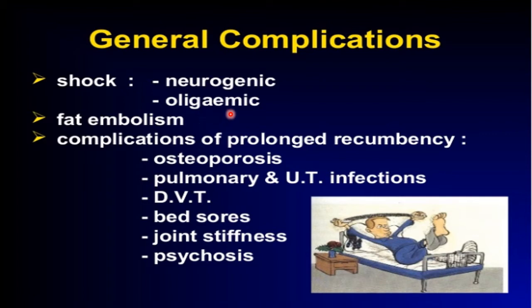Then in fractures, as you know, the patient is immobilized for a long time. The bones take a long time to heal. For example, in the upper limb, the earliest a bone would unite would be 3 to 6 weeks, and in the lower limb it would be 3 to 6 months. So prolonged recumbency has its own complications because you're not using your muscles and your body.